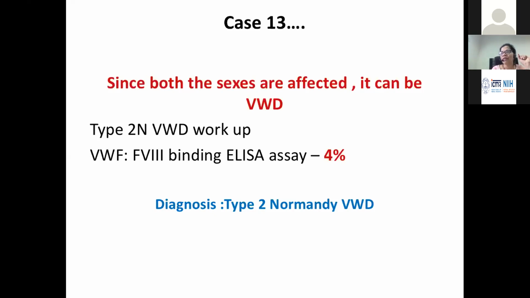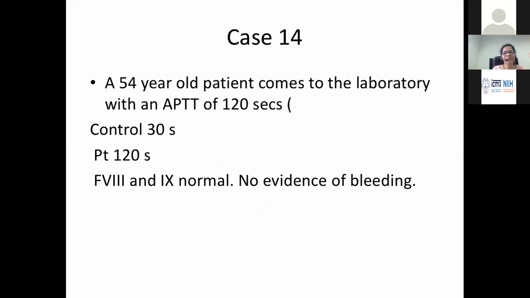Now, if we did not have a female bleeder in the family, we would have easily labeled it. Nobody goes for genetic diagnosis in all cases unless it's asked for. So this is a case of type 2 Normandy. Many of these type 2 Normandy cases are misdiagnosed as either moderate or mild von Willebrand, or mild factor VIII deficiency, because all VWF investigations are normal, but you need to know about this subtype as well.